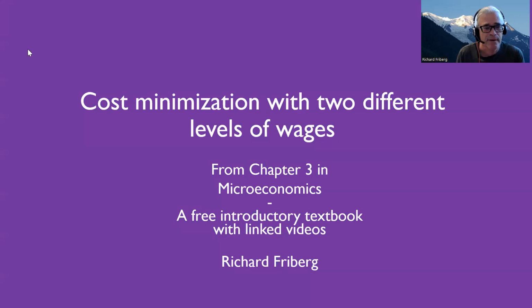Okay, I'm Richard Friberg, and this is from chapter 3 in my microeconomics textbook. I'm going to be looking at cost minimization with two different levels of wages and see how we can use the kind of framework that we developed to say something about how the use of different inputs responds to differences in wage levels. Okay, so it's of course a stylized example, but still gives insight into why firms are choosing to produce in different ways in different countries.